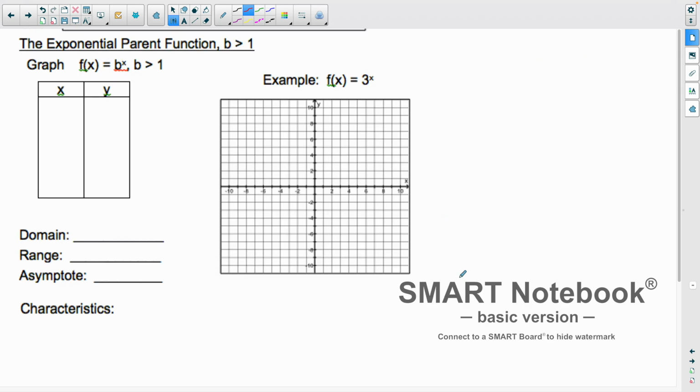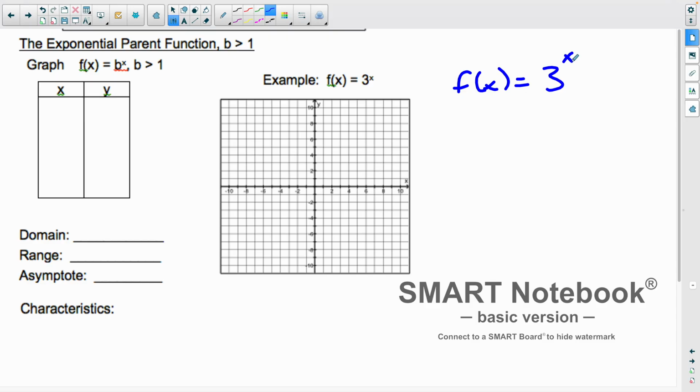The first one that I want to graph with you is f of x equals 3 to the x. That's the first one we're going to do. Okay? f of x equals 3^x. And you just kind of sketch it the best you can on here. That's fine. All right? Is that going to be a growth graph or a decay graph? Growth. It's going to be growth because the b value is bigger than 1. So this should be an exponential growth.